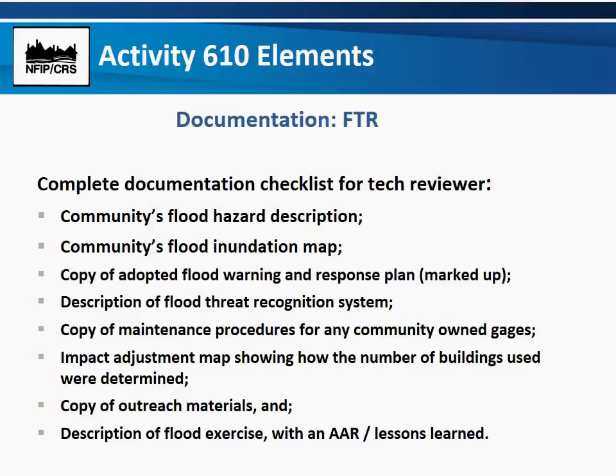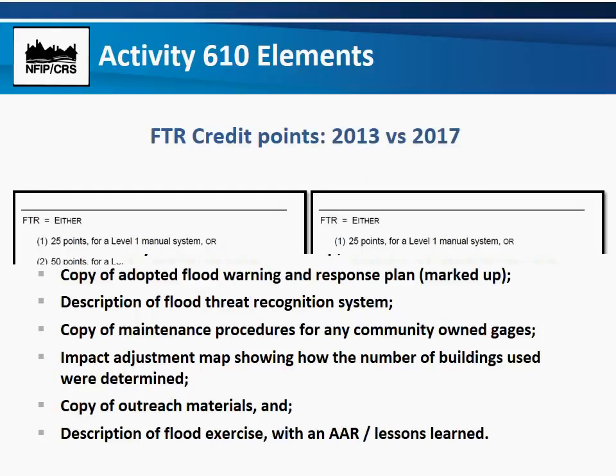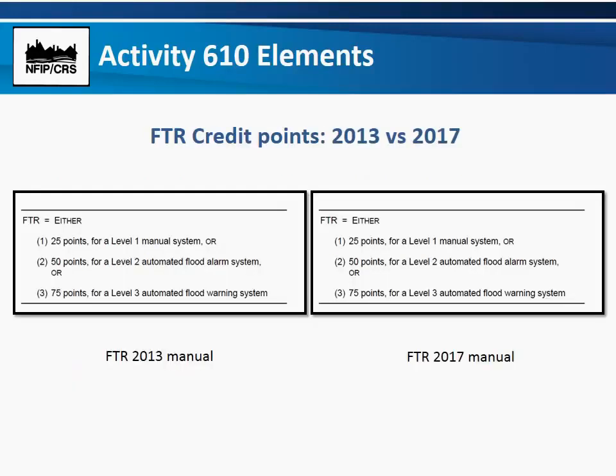and a description of a flood exercise, be it an after-action review or a lessons learned report, or it could be an activation of your Emergency Operations Center within the last 12 months. This is the first slide where I compare the 2013 and the 2017 manual sub-elements. This being FTR, you can see neither sub-element changed in either the 2013 or the 17 manual. Level 1 is still worth 25 points, Level 2 50, and Level 3 75 points.